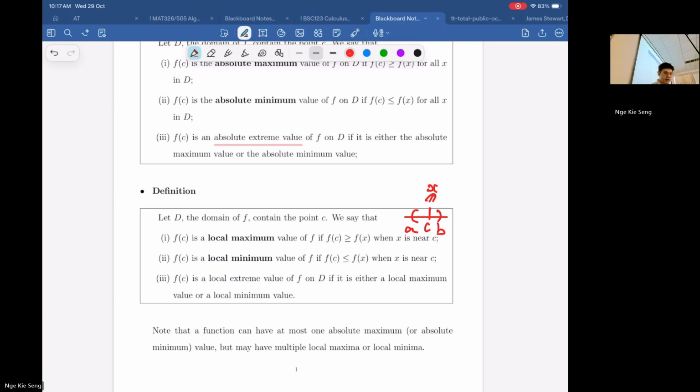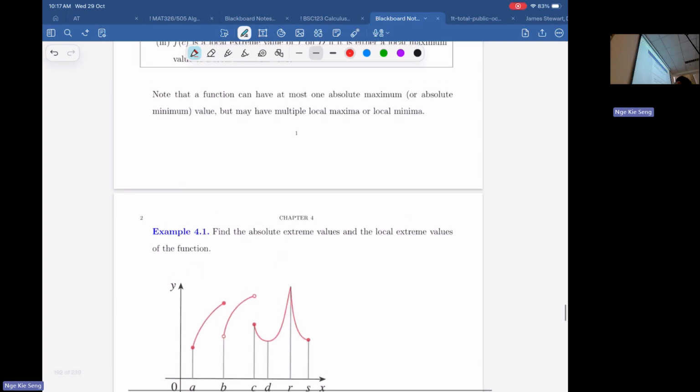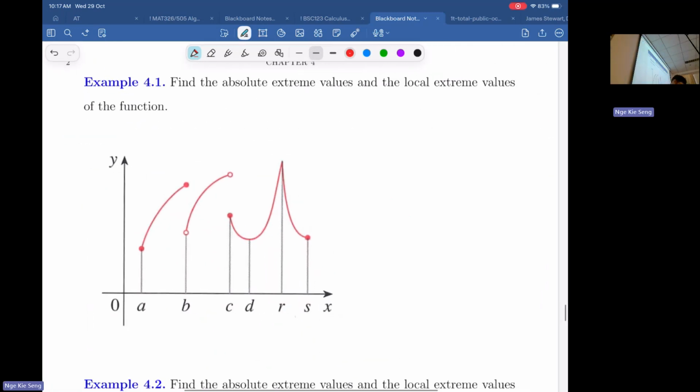All right, let's look at this question here. Find the absolute extreme values and the local extreme values of the function. If you look at this function, it is kind of piecewise, and obviously it's not continuous. Why is it not continuous? Okay, there's a gap.